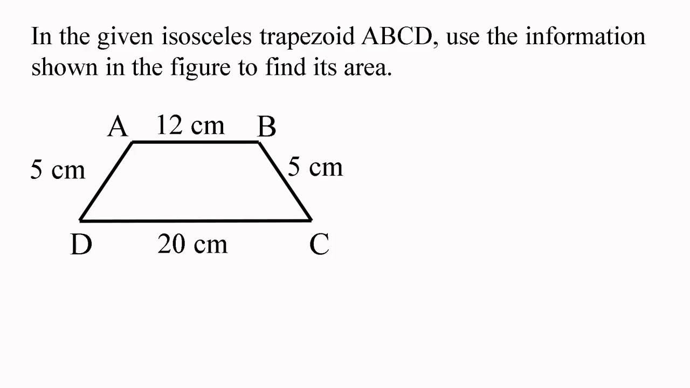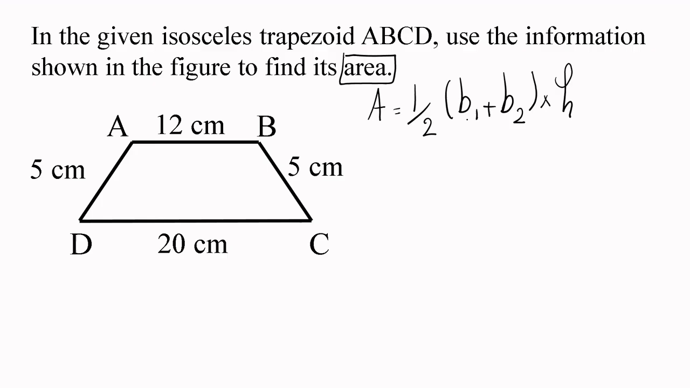I have an isosceles trapezoid. As you can see in the figure, use the information to find its area. So the question wants me to find the area of this isosceles trapezoid. What is the formula of area? Area is equal to 1 over 2 times (B1 plus B2) times height. B1 is the first base, B2 is the second base.